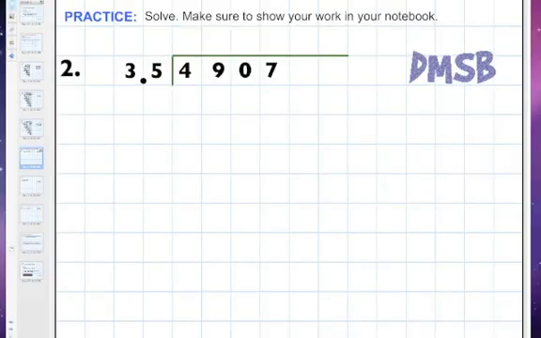All right, I want to go ahead and have you practice number 2. Remember to move that decimal in the divisor and balance that by moving the decimal in the dividend. Remember, your decimal in 4,907 is sitting right there. Press play when you're ready to check the answer.